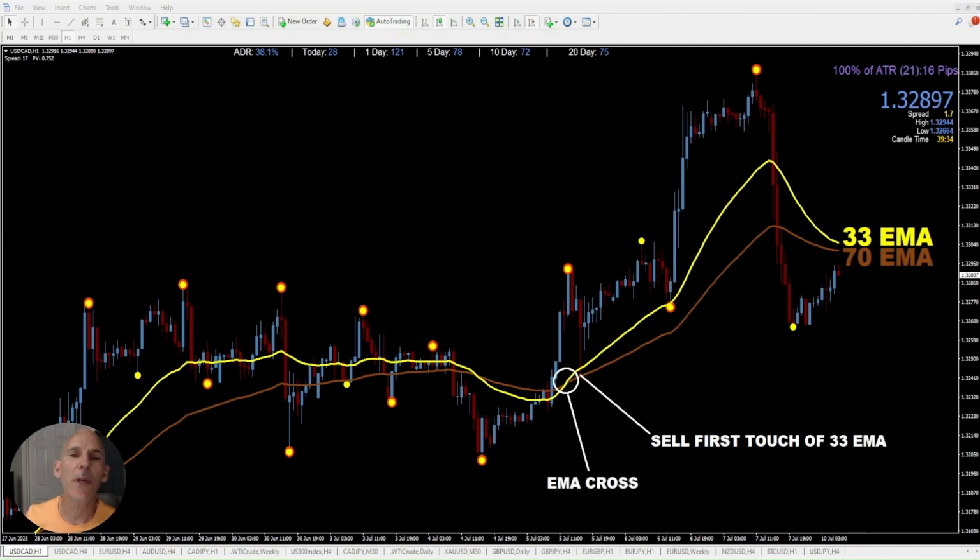Today we're going to go through a simple example of a 33 70 EMA cross. Probably two numbers you haven't heard of before when it comes to EMA crosses.